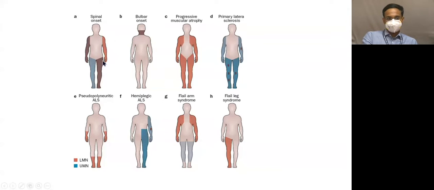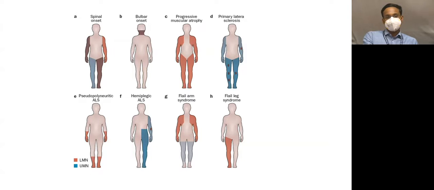The coloring indicates orange is lower motor neuron. The presentation could be at onset in upper or lower motor neuron, depending on the history. So it could be in the leg, starting as stiffness, tightness, inability to walk faster, cramps, in the right lower limb, and then going on to the right upper limb, involving wasting, fasciculations, and weakness. Generally the involvement is segmental. From the right upper limb it goes to the right lower limb, and so on. So we have this rostrocaudal and segmental involvement that we normally see in the spinal onset variant of ALS.